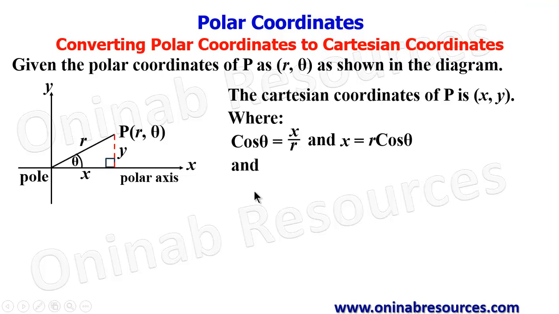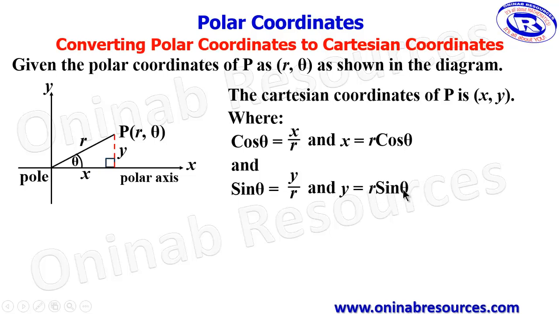Then also we have sine theta is equal to opposite, that is y, over hypotenuse, that's over r. And then making y the subject of the formula, we have y equal to r sine theta. So this x equal to r cos theta and y equal to r sine theta are what we are going to be using to get our x and y coordinates respectively.